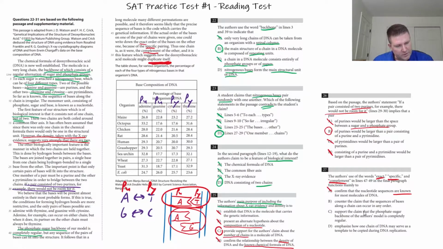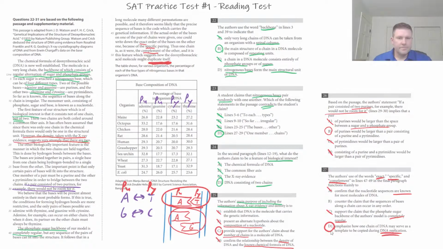C, support the claim that the phosphate sugar backbone of the author's model is completely regular. So it is completely regular, but that's not why she said this whole thing about the one-to-one pairing of the nucleotides. Again, it was about DNA replication, right? So C is out. And then D, emphasize how one chain of DNA may serve as a template to be copied during DNA replication. That is exactly on topic with what she was saying. So remember, answer from the text, don't use your own common sense, and you'll be well off.